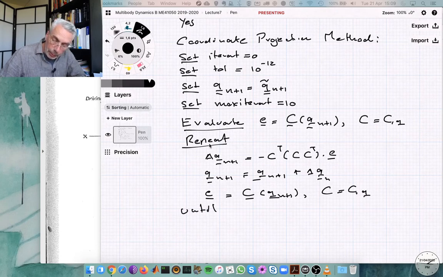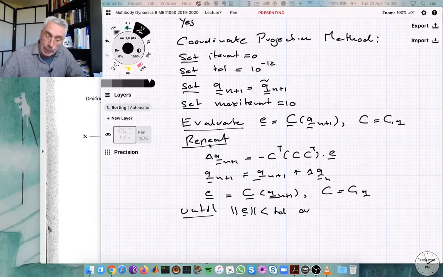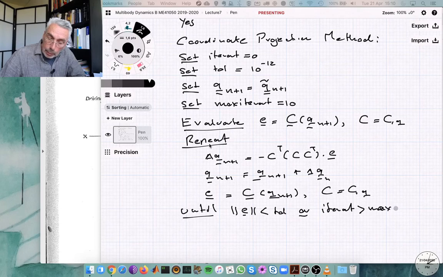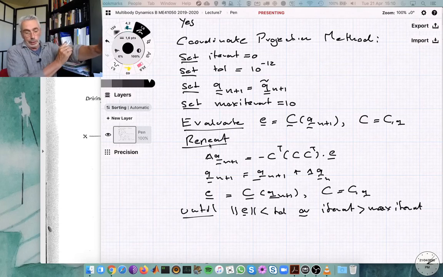Until the norm of the error is less than the tolerance, or when the number of iterations is exceeded, right? So if iterat is larger than max iterat, then I have to stop. Otherwise you could be in this indefinite loop.